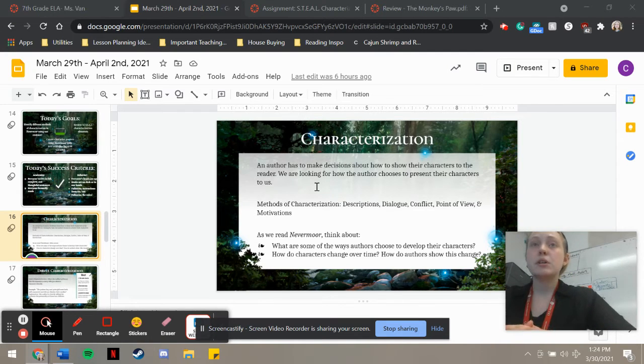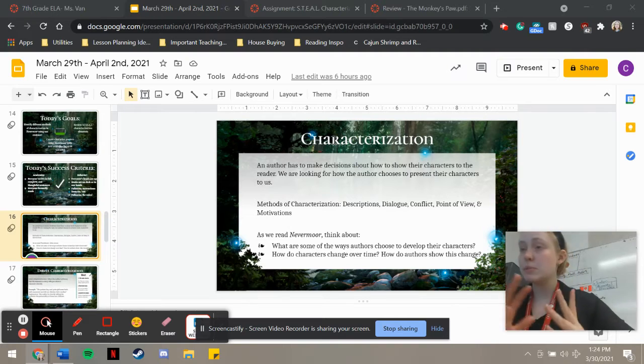So characterization is the choices or the way that an author chooses to present their characters and their stories to us. One of the things that I've mentioned before is that the choices an author makes are intentional, meaning that the choices are done not randomly, but done on purpose. Everything that they've decided to include, or the way that they've described their characters' personalities, are things that are important and specific and are things that affect the story. So they are important.